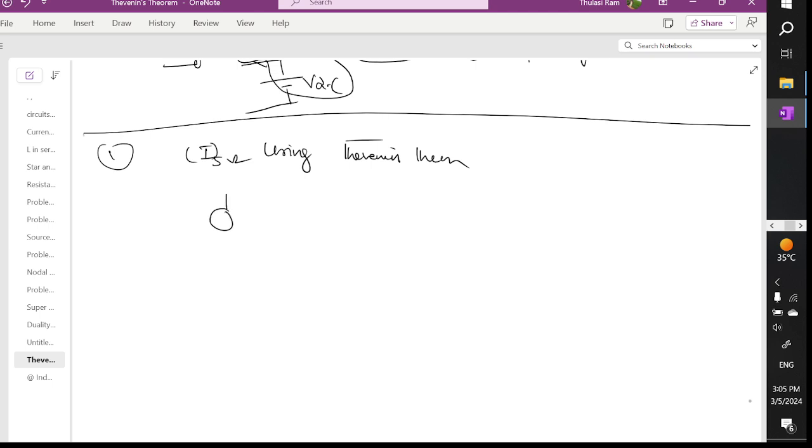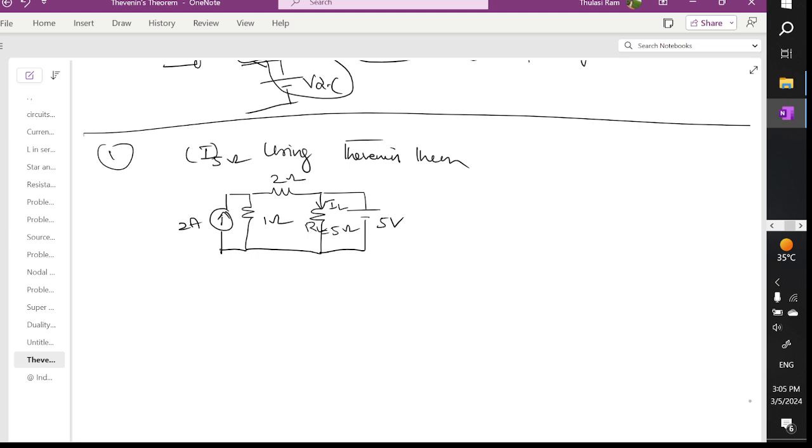The network given is like this: a current source of 2 ampere and a resistance of 1 ohm, and you have a 2 ohm resistor, and here we have a 5 ohm resistor, and here you have a 5 volt source. So this is the load resistor given, and we are asked to find the current across this branch.